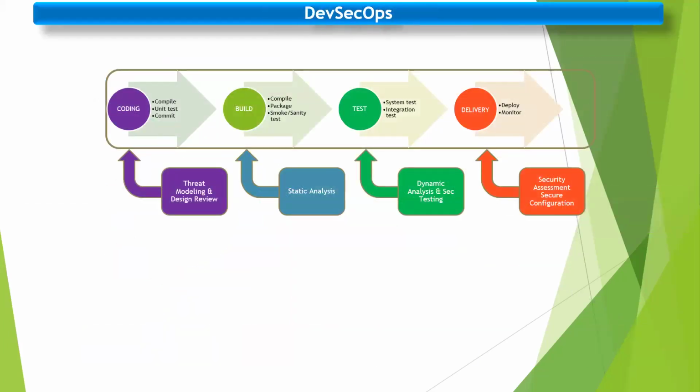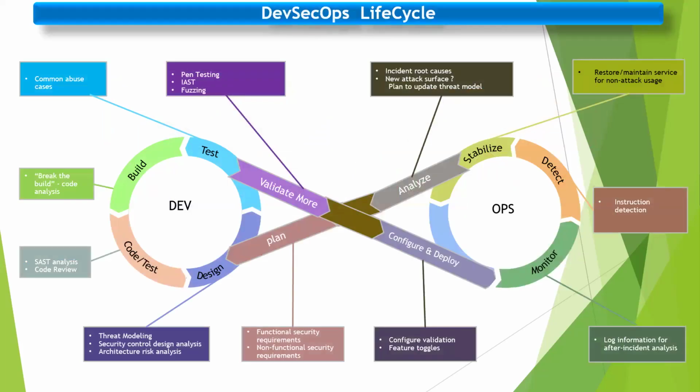What is the DevSecOps lifecycle? This is the DevSecOps lifecycle. Same thing, whatever. If you see this infinity loop, this is our DevOps practice. Starting from planning and designing, coding and testing and building, again testing after building, then validate and more, then configure and deploy, then monitoring, right? Then detect, stabilize, analyze. This is a high level view of your DevOps practices, the DevOps model basically.